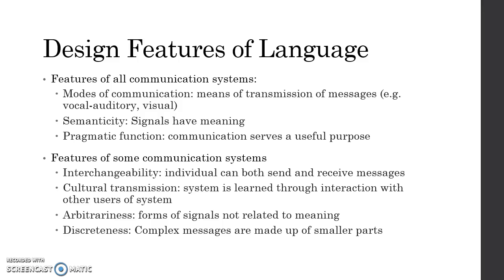Arbitrariness means the forms of signals are not related to meanings. So if we think about the word hat, H, A, and T have no relationship to something sitting on top of our head. It's an arbitrary relationship. And discreteness. This means that complex messages are made up of smaller parts.